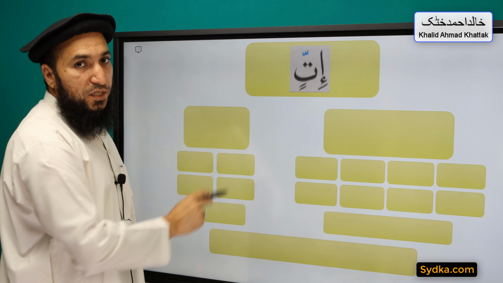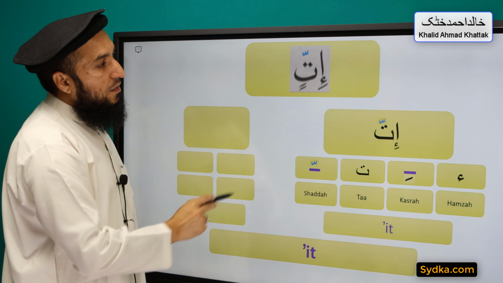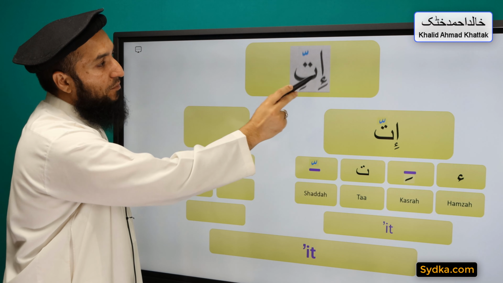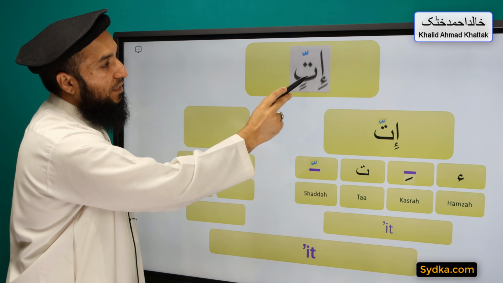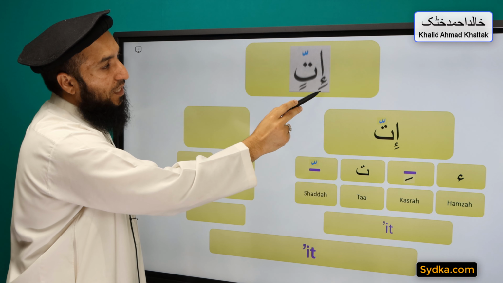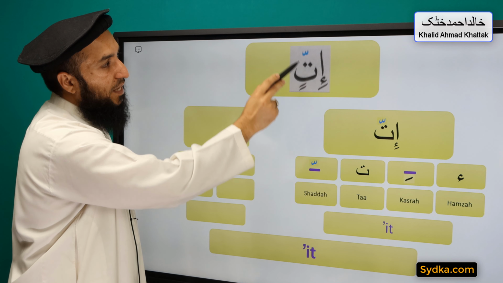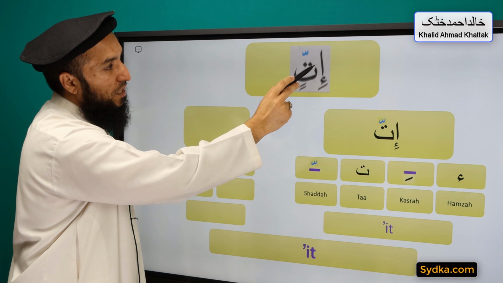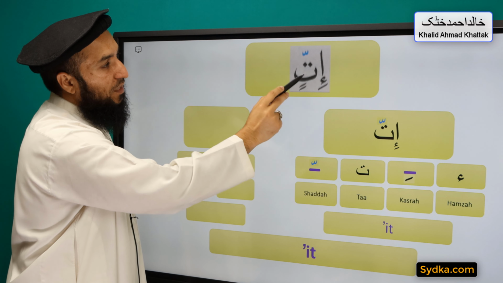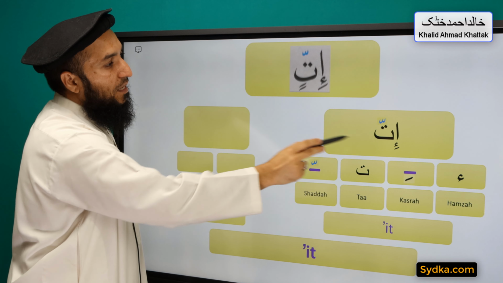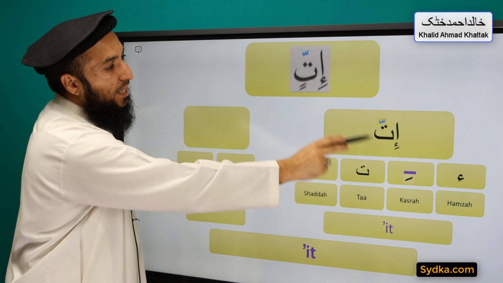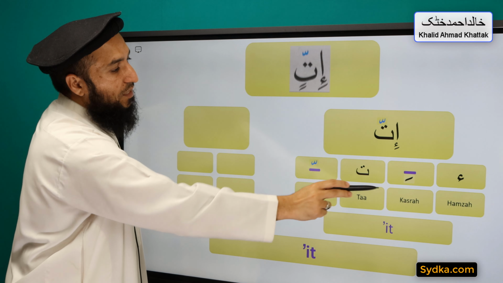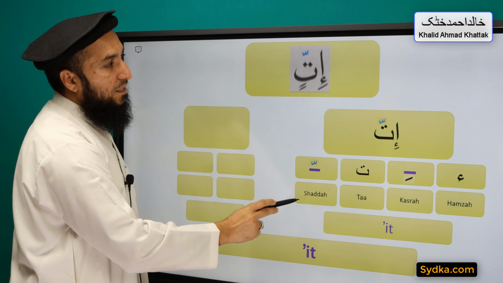And it can be divided into two syllables. The first syllable we have is Hamza Kasra Ta Shadda, It. Hamza is a light letter, it has Kasra underneath, it is followed by Ta, Ta has a Shadda. This alif is silent and it is used as a chair for Hamza. Hamza Kasra Ta Shadda, It.